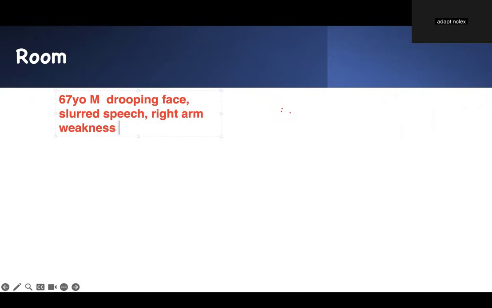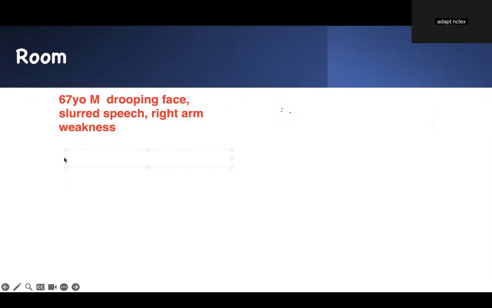The first hallway, when you went in, there's a patient. What is the name? 67-year-old male. What is his problem? He's reporting drooping of the face, slurred speech, right arm weakness. What is the patient telling you? What should you worry about at this time based on what I've presented to you?